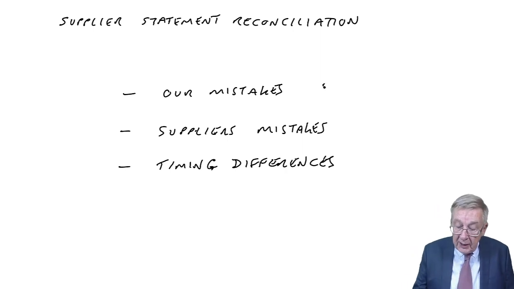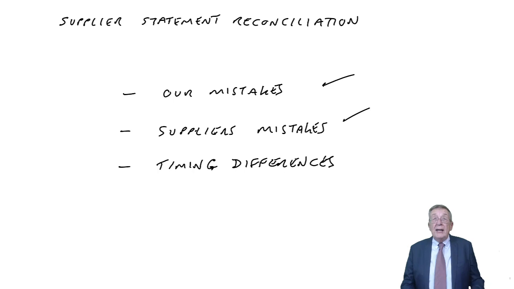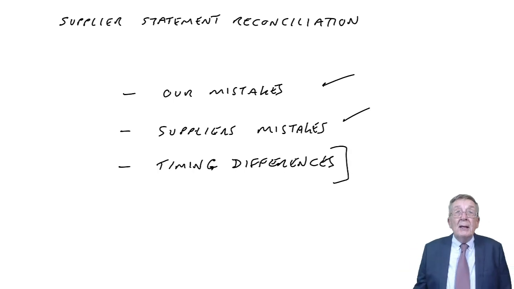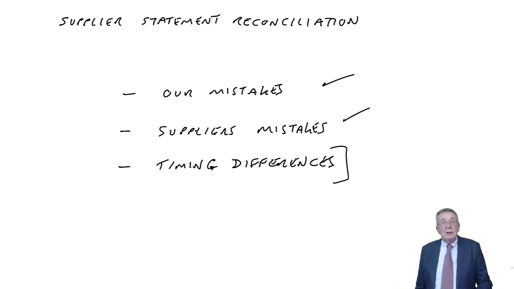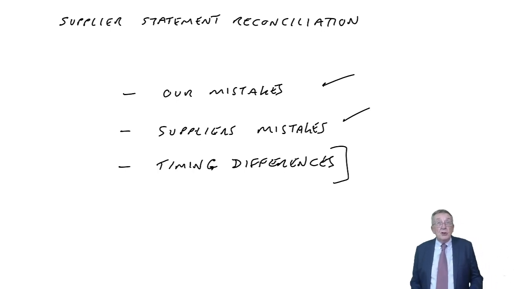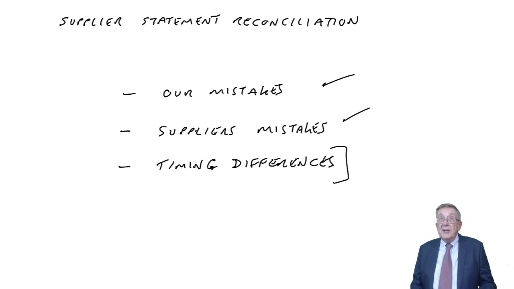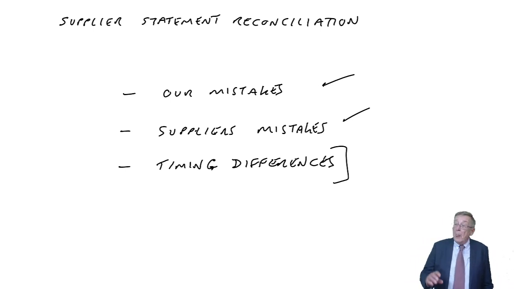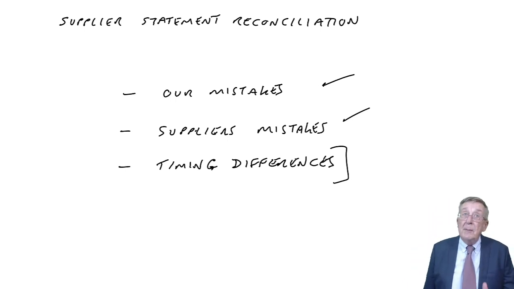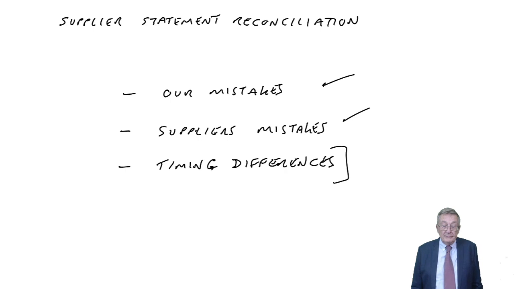Now, although the first two we either correct or tell the supplier to correct, the timing difference, well, a bit like we had with bank reconciliations, nobody's wrong. We're not going to change anything, but we need to make sure that we can explain the difference. If we can't explain the difference, because of an invoice in the post or whatever, then we have a problem. There must be mistakes, and we'd better find out where they are.